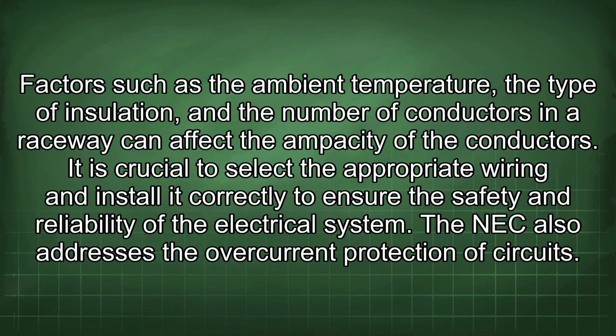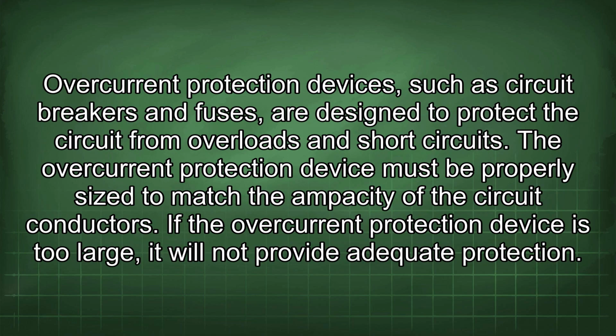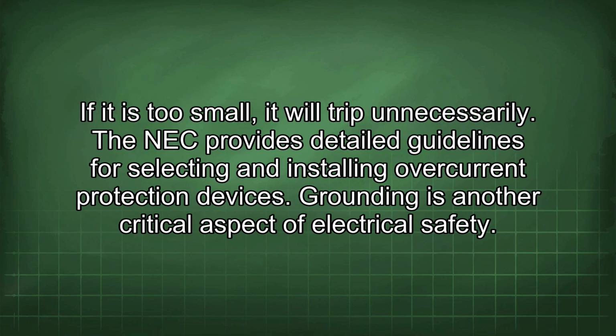It is crucial to select the appropriate wiring and install it correctly to ensure the safety and reliability of the electrical system. The NEC also addresses the overcurrent protection of circuits. Overcurrent protection devices, such as circuit breakers and fuses, are designed to protect the circuit from overloads and short circuits. The overcurrent protection device must be properly sized to match the ampacity of the circuit conductors. If the overcurrent protection device is too large, it will not provide adequate protection. If it is too small, it will trip unnecessarily. The NEC provides detailed guidelines for selecting and installing overcurrent protection devices.